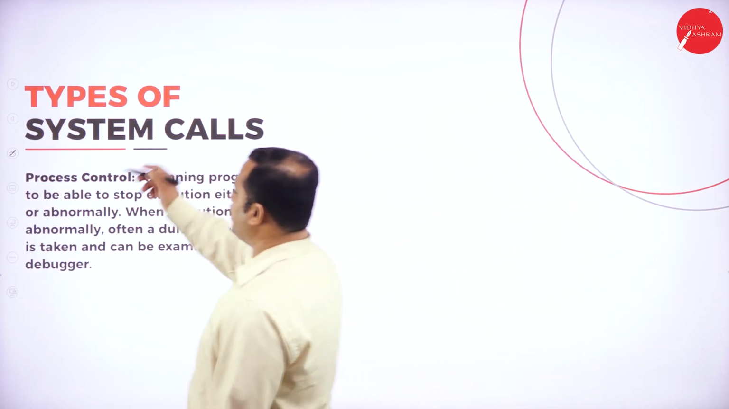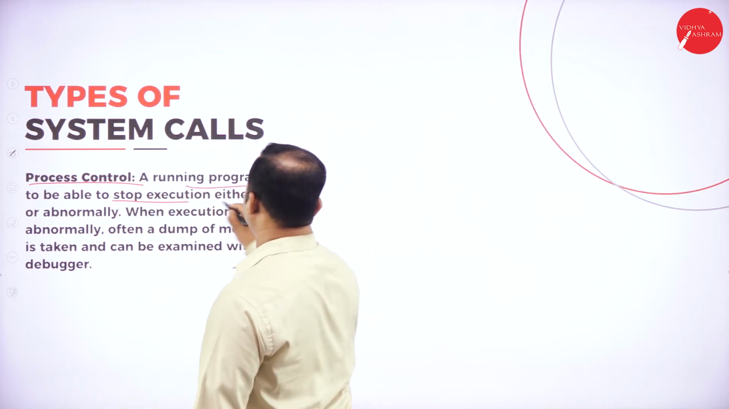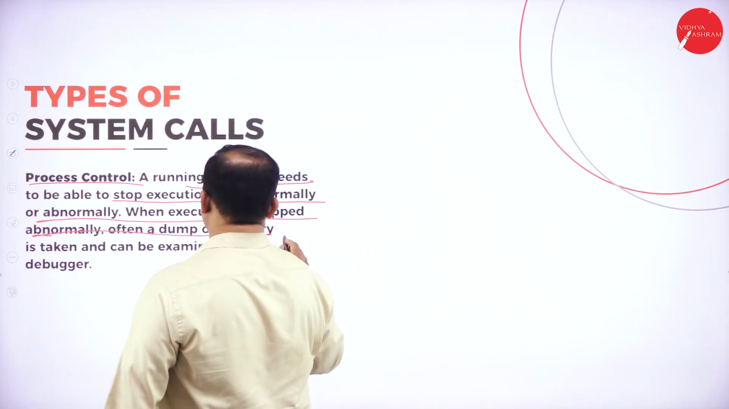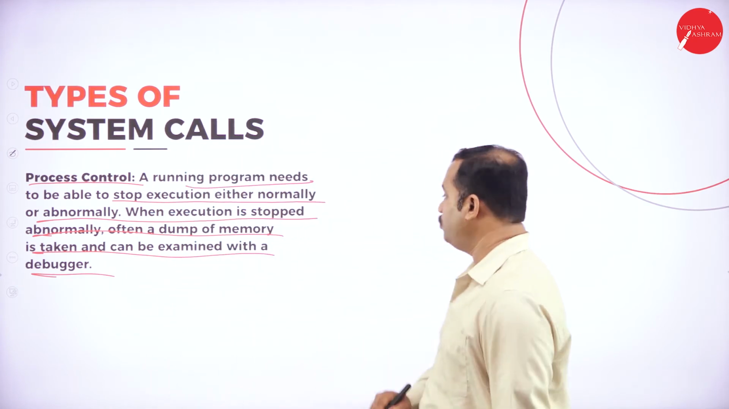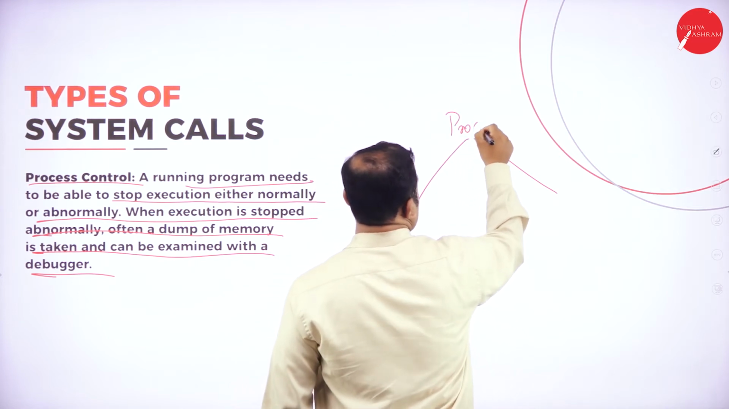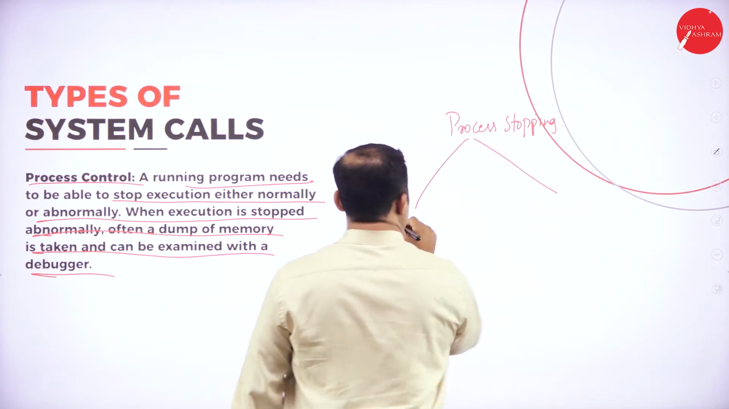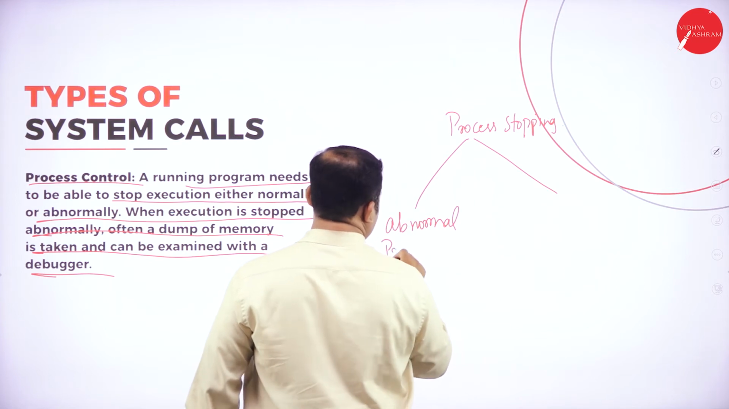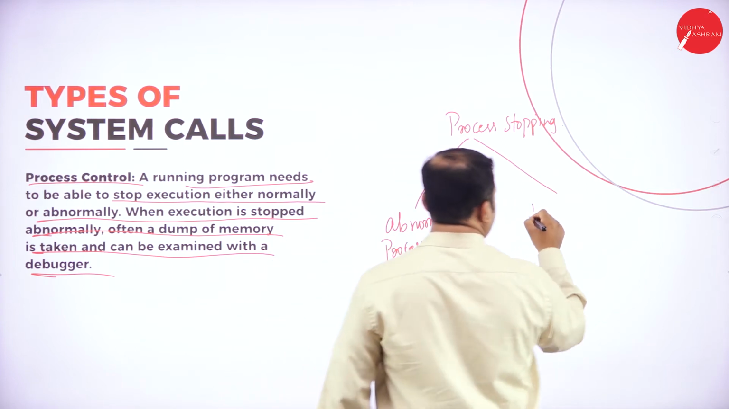So if that is the case, let me explain the process control. A running program needs to be able to stop execution either normally or abnormally. When execution is stopped abnormally, often a dump of memory is taken and can be examined with a debugger. That means there are 2 types of process stopping. One is abnormal stopping, and the other one is normal stopping.